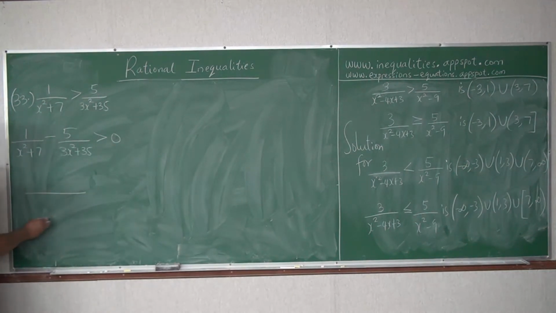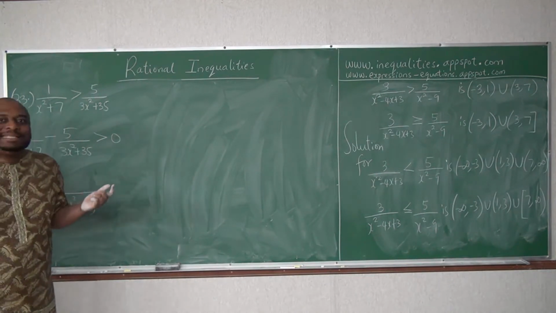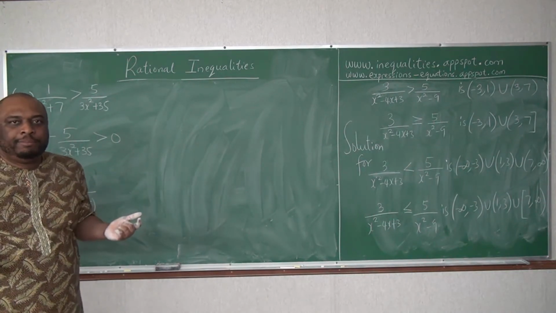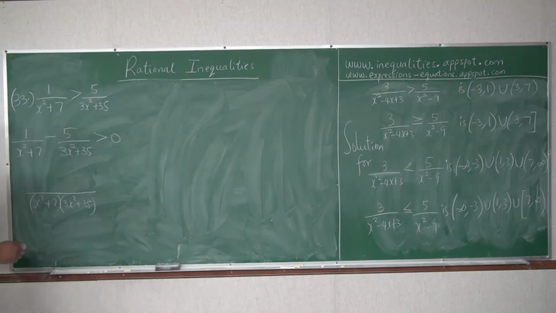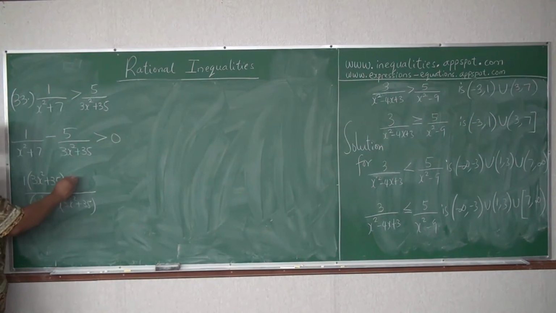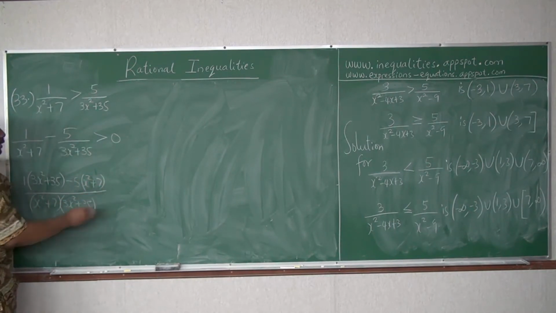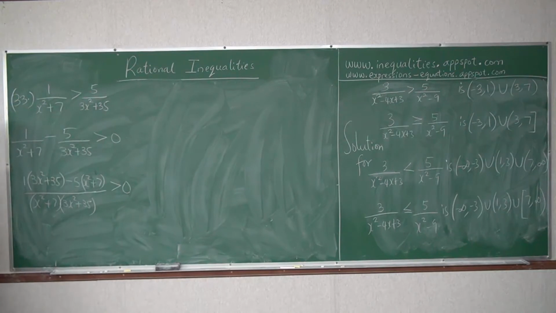So this LCD here is x squared plus 7 times 3x squared plus 35. Because we are interested in finding the test points, that's all, then we see what can work. So we are not going to give up. We're still solving it. We just couldn't factor this, okay? So now this gives us 1 times 3x squared plus 35 minus 5 times x squared plus 7, and that is greater than 0.